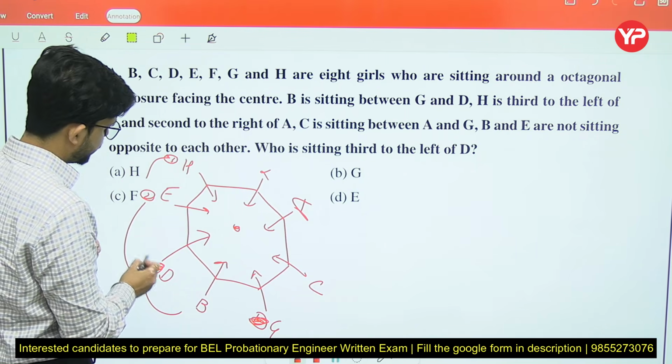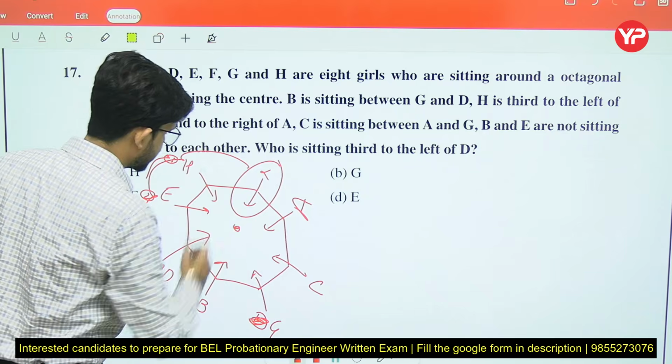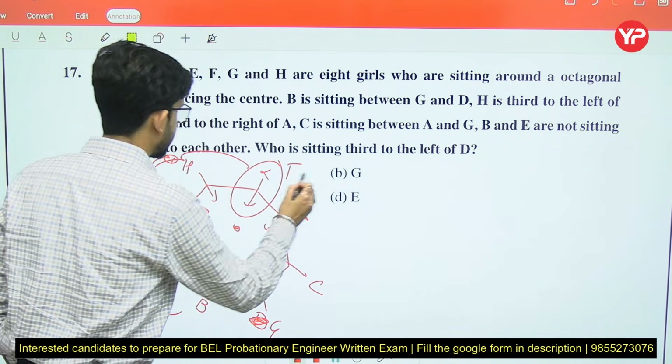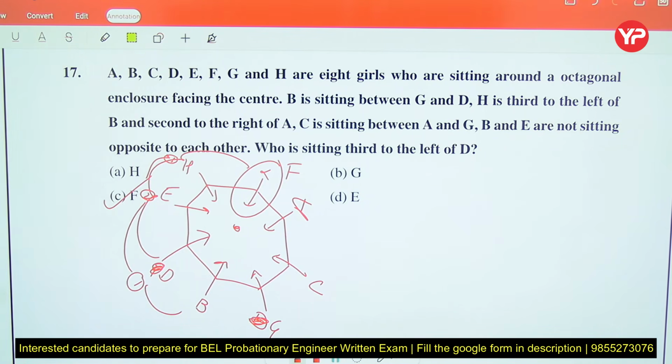Who is sitting third to the left of D? Third to the left of D. First, second, third. Means here. So remaining one: A is done, B is done, C is done, D is done, E is done, F is still remaining. So F will be the answer. So our answer will be F.